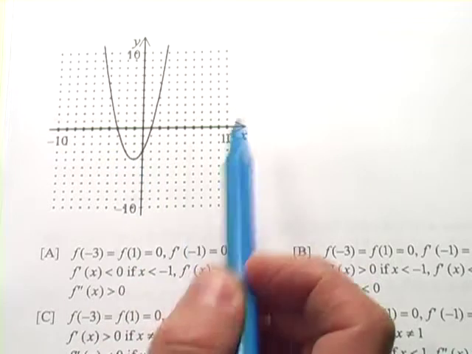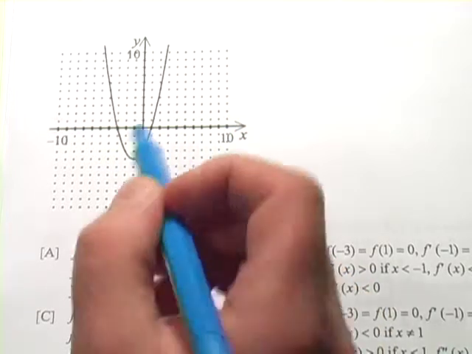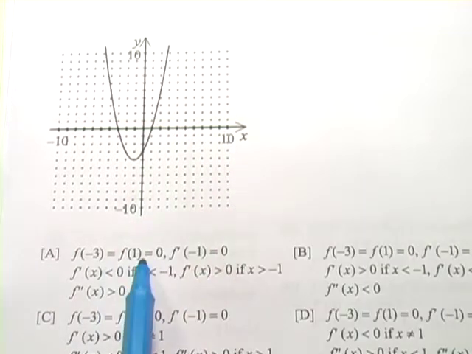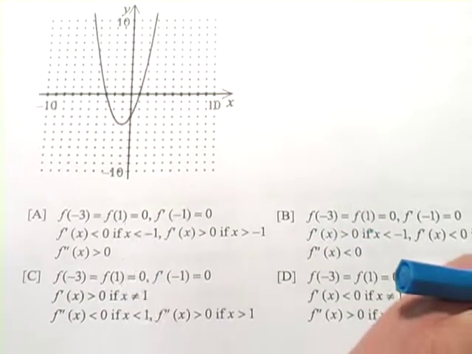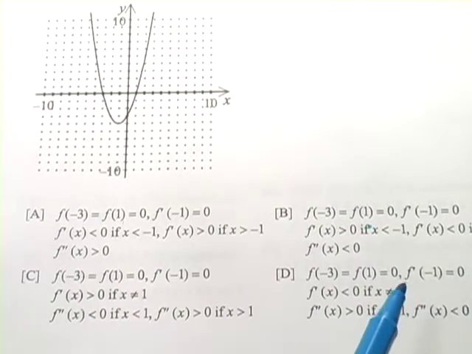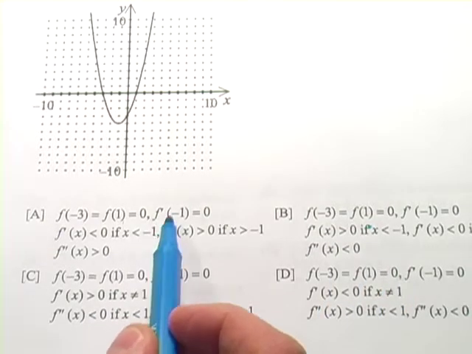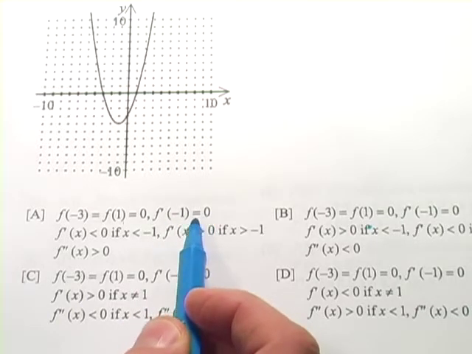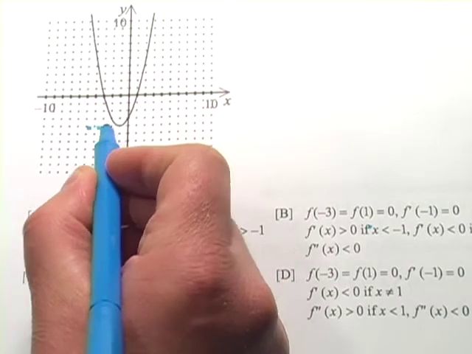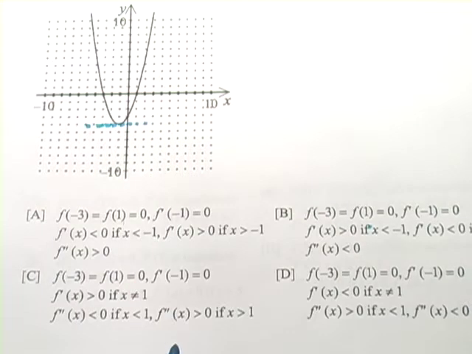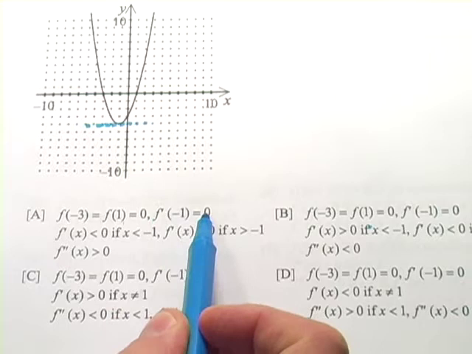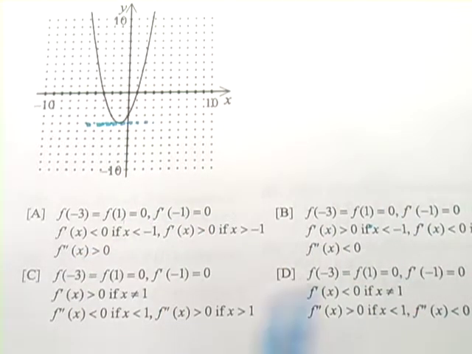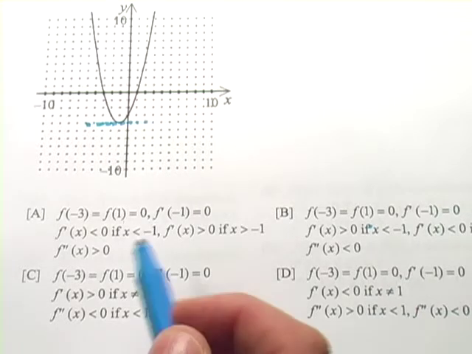We have a basic parabola. So the zeros of the function here and here look like -3 and 1, and that's listed the same in each of these answer choices, so that's not going to help us. And then it says f prime of -1 equals 0, so that's a local min or max. In this case, it's a local min. It's right here where the slope of the tangent line is 0. That's what it means when the derivative is 0. And that's at -1, and that's clearly right, and that's the same on all of these too. So let's move on to the next part.